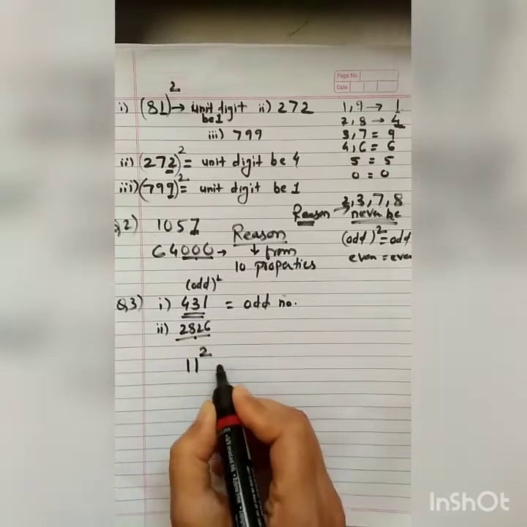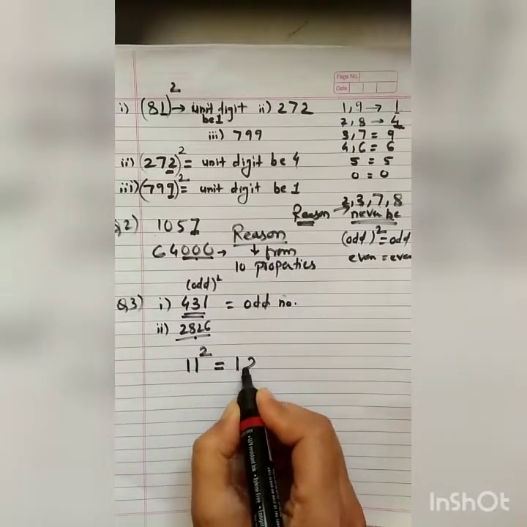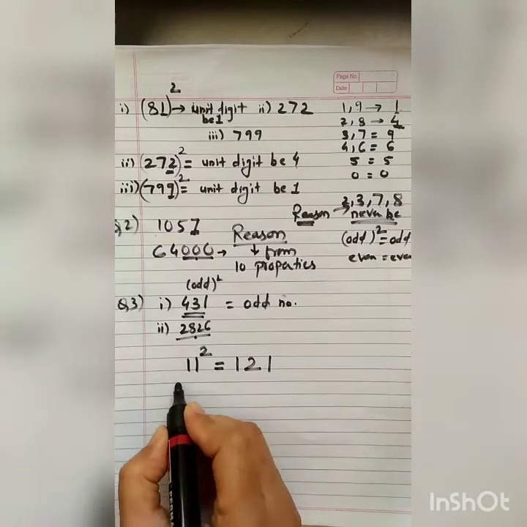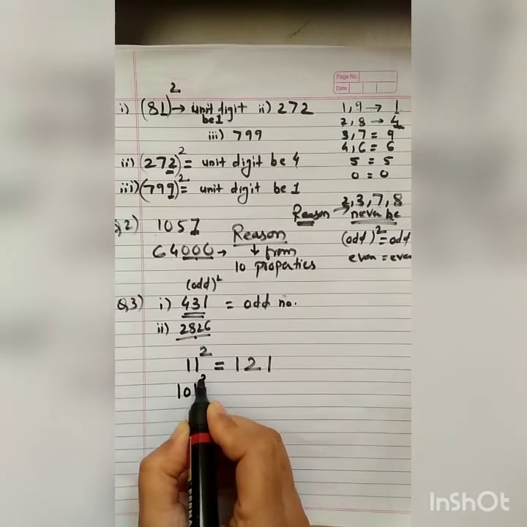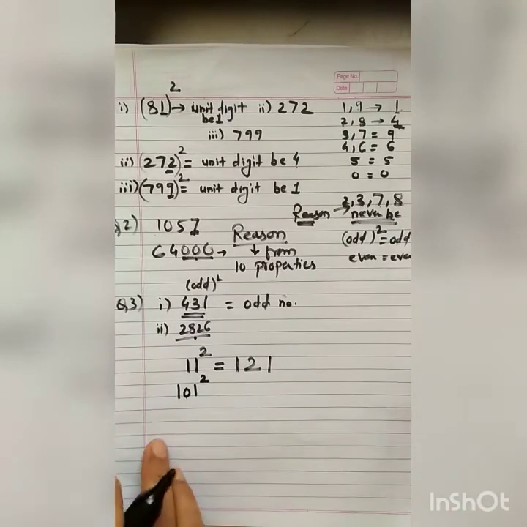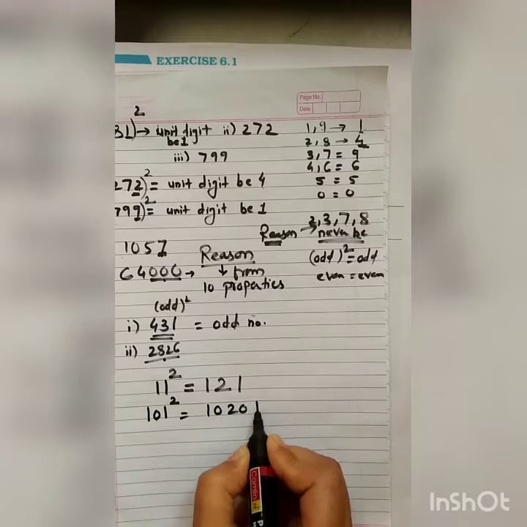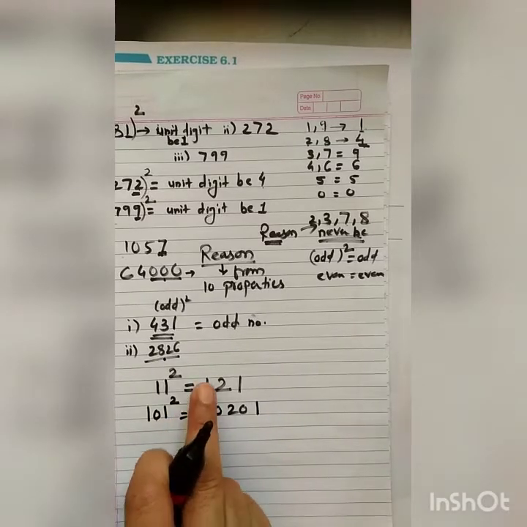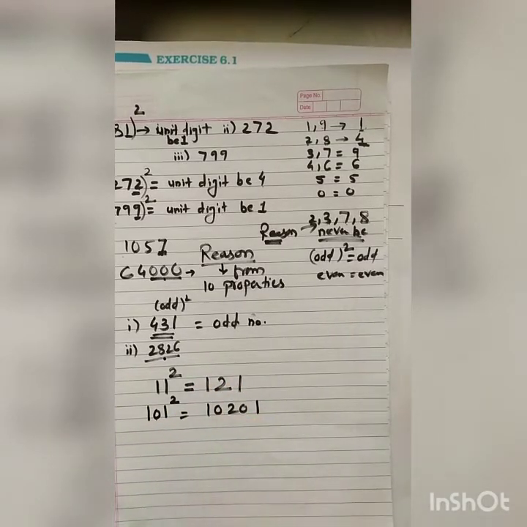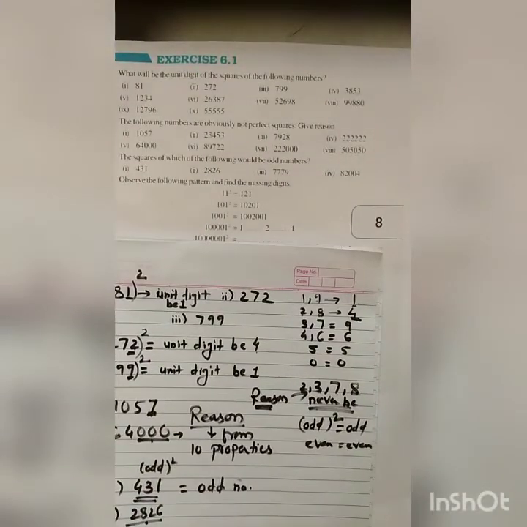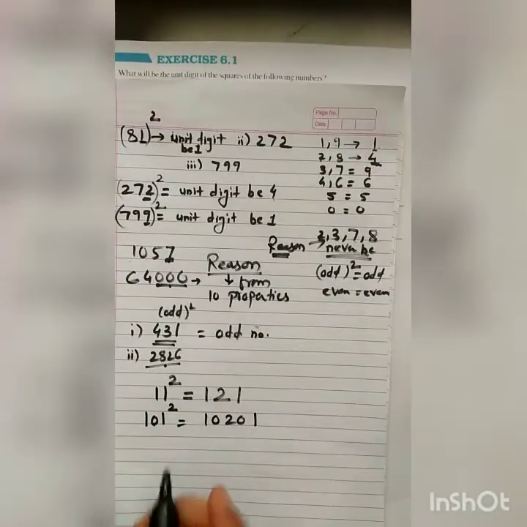Square of 11 is equal to 121. Then 101 squared. Now as there is a 0, the pattern changes like that: 1, 0, 2, 0, 1. If there is a 1, 0 in between, all the numbers have 1, 0. Now look at the pattern. It is 1, 0, 0, 1.